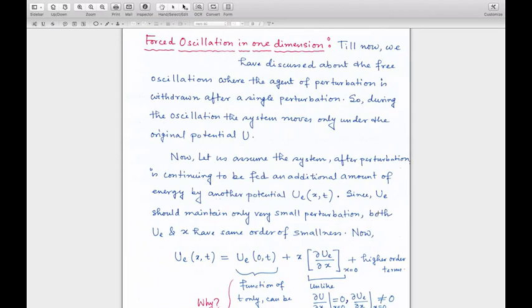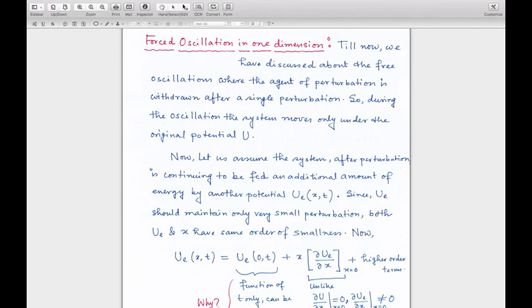Hello and welcome to lecture number 17 of Physics 401A. In this lecture, we will discuss forced oscillation in one dimension. Till now, we have only discussed the case of free oscillation.